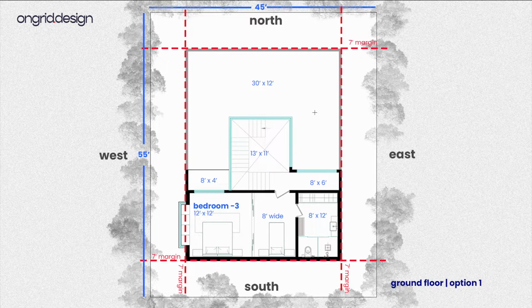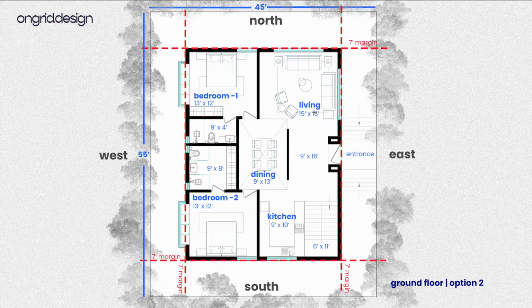Now let's proceed to option number 2. Here things change slightly. As you see, using the entrance on the eastern side, we've used it as a nice common barrier that allows you some privacy from the dining space and leads you into the living unit. It is 15 by 13.